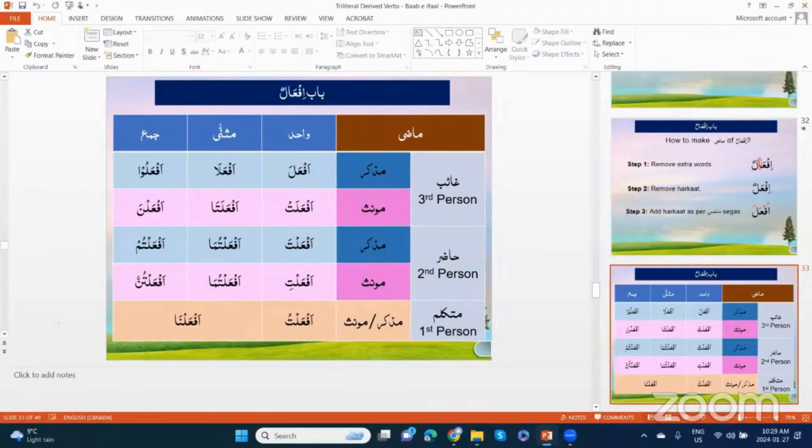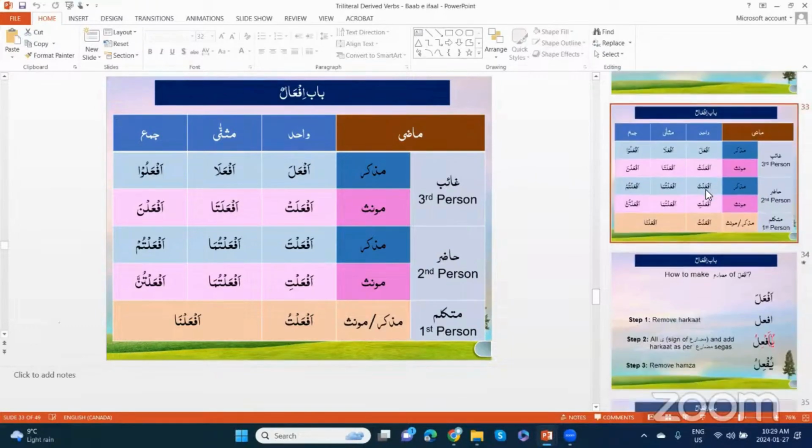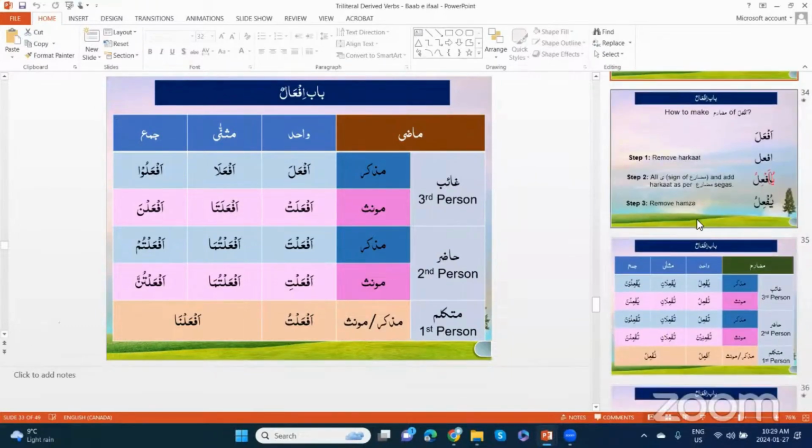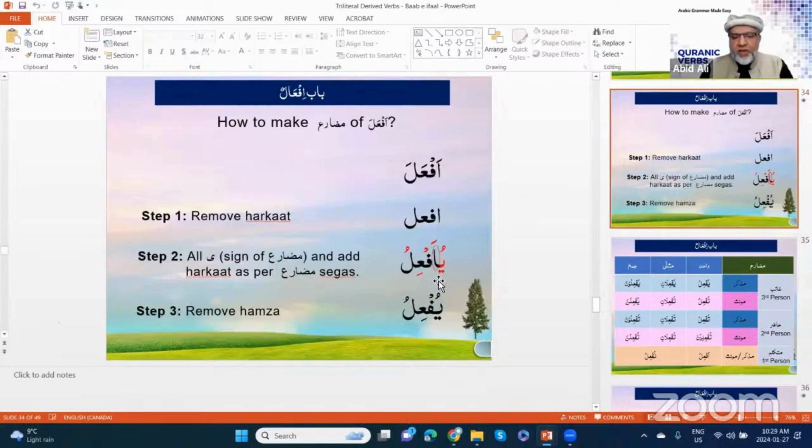Sister Homa, when you're talking about these steps, is this basically just how it's going to be? There is no kind of rule in there. It's just what they have done. They took out the alif. And similarly, they did the same thing here.